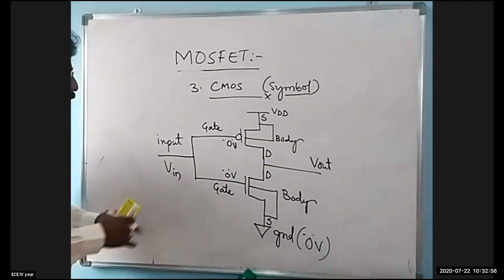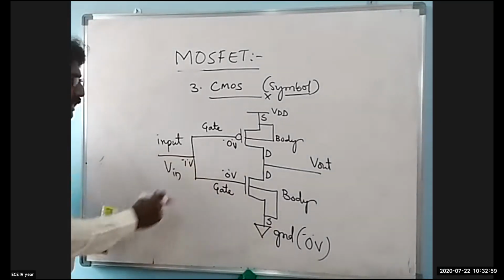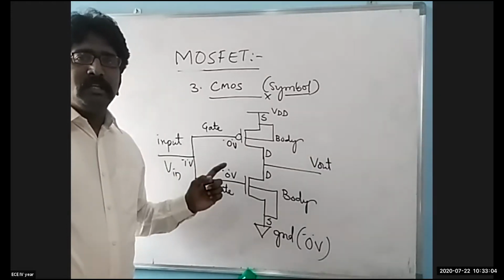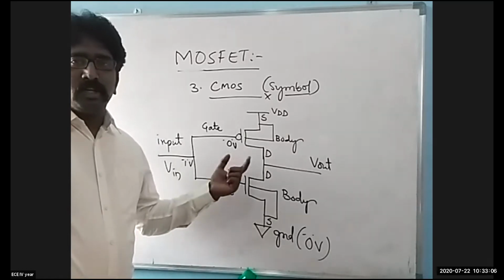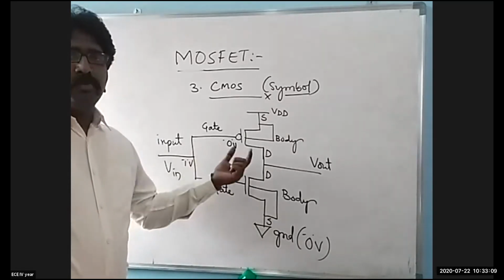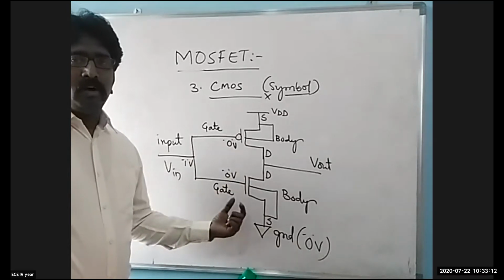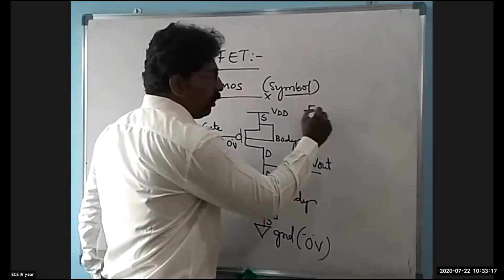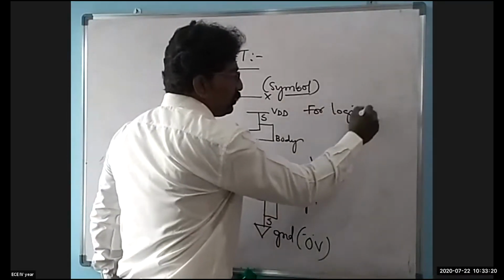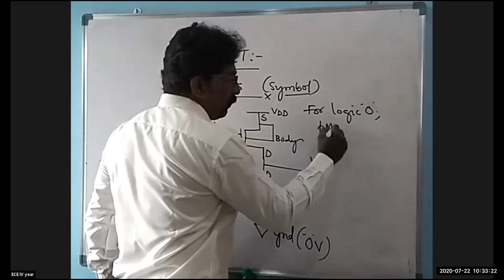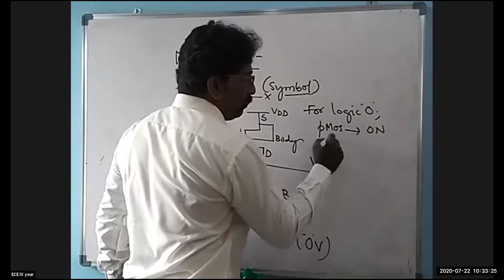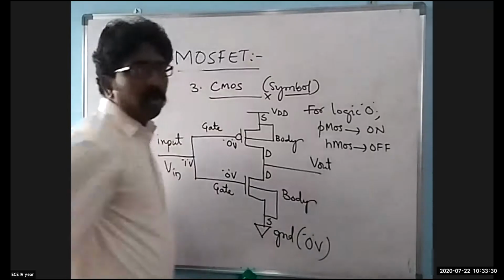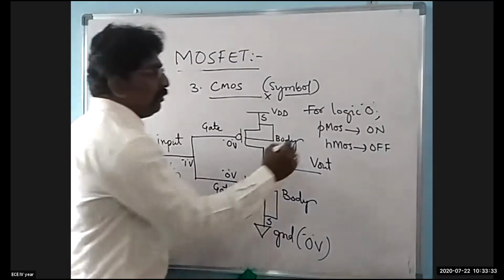Then whenever I give input signal equal to 1, in this case pMOS will be turned off and nMOS will be turned on. Whenever it is logic 1, nMOS is going to turn on and the other one is going to turn off. If it is logic 0, pMOS will be turned on and nMOS will be turned off. So this is the working condition of CMOS. I'm writing here: for logic 0, pMOS on and nMOS is off. nMOS off means the device will not be working.